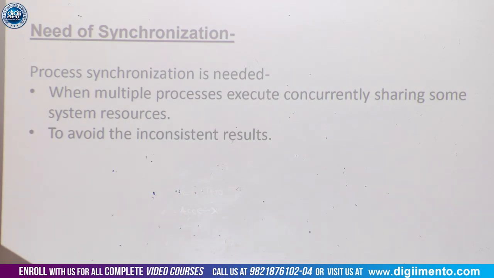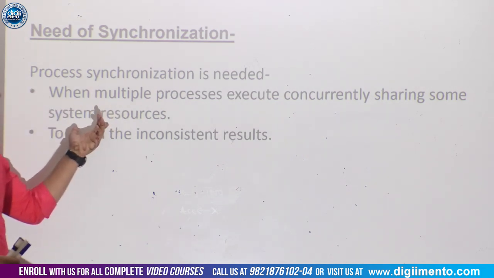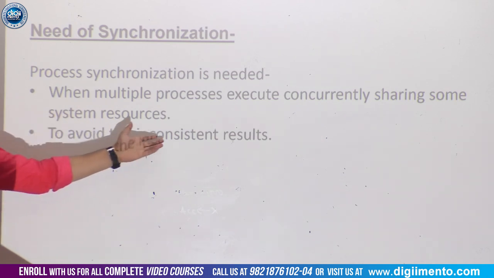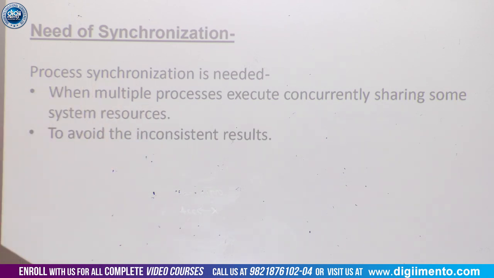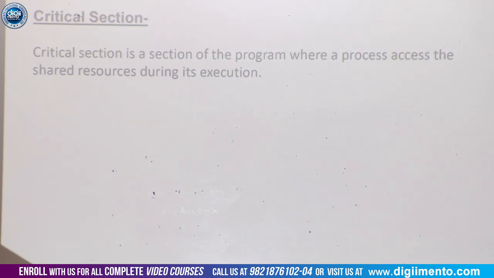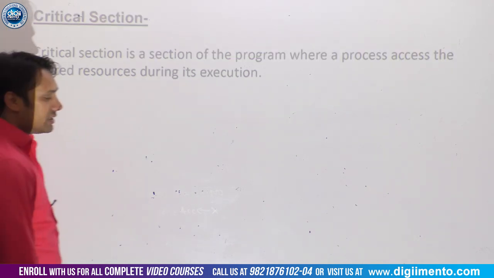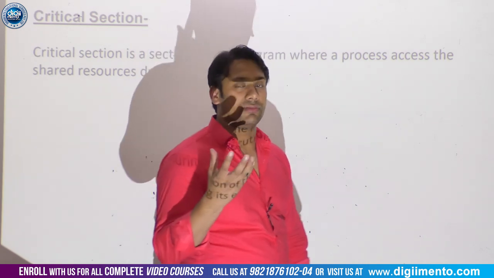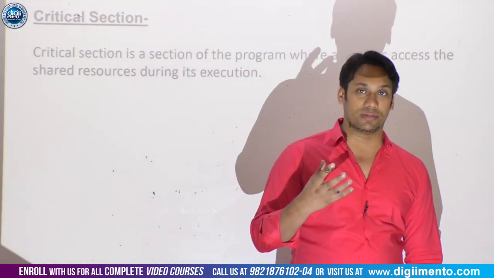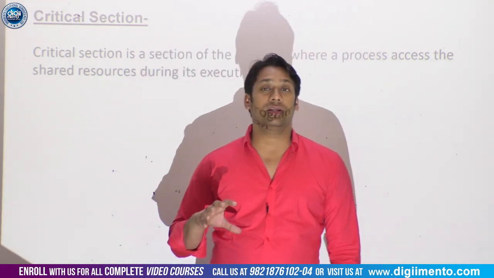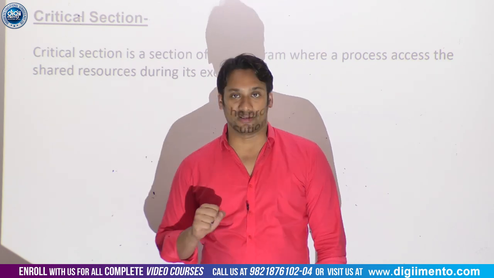So what is the process synchronization mechanism? Obviously when there are multiple processes and they are sharing some resources, to avoid inconsistent results, we need process synchronization mechanisms. Now, in a process synchronization mechanism, we have to identify what is a critical section. There is something called a critical section, right? Critical section is a section which is shared by more than one process. Okay?